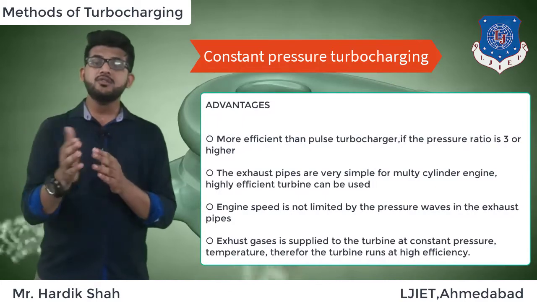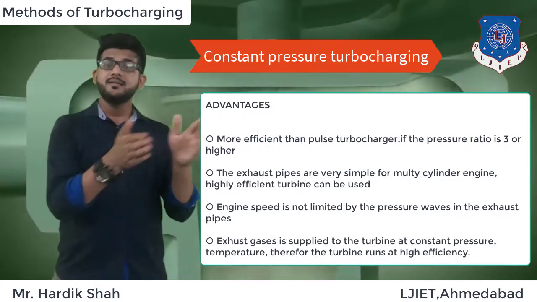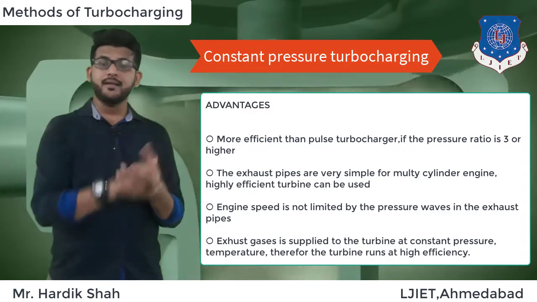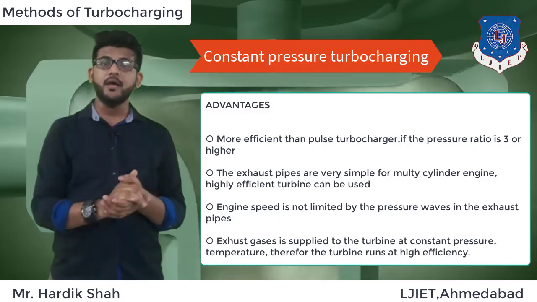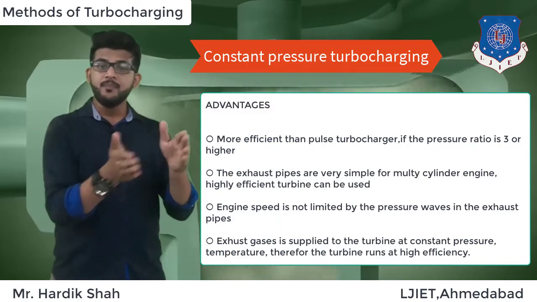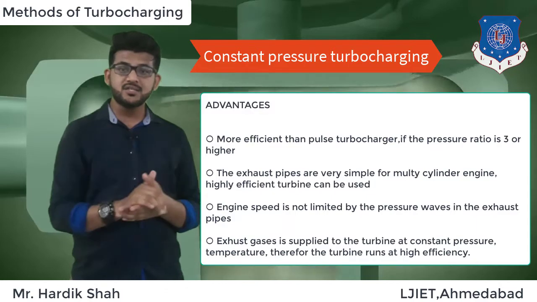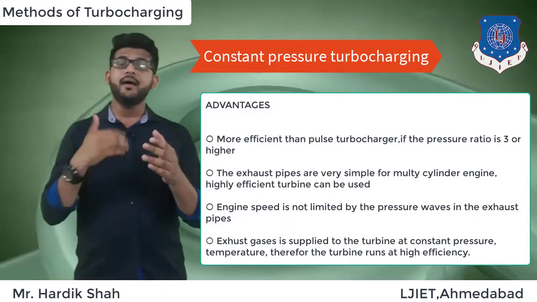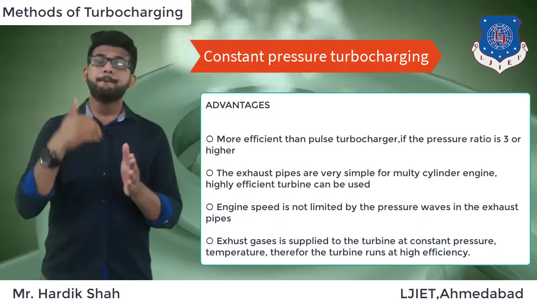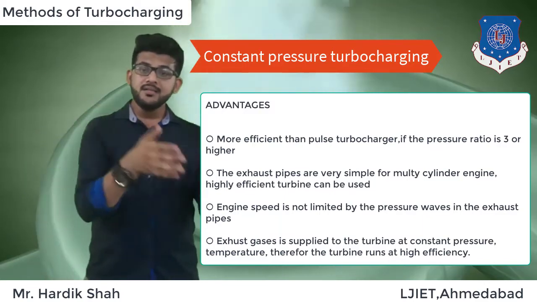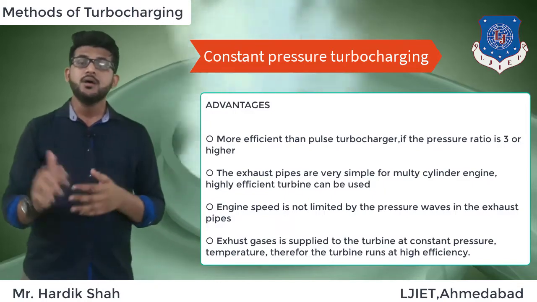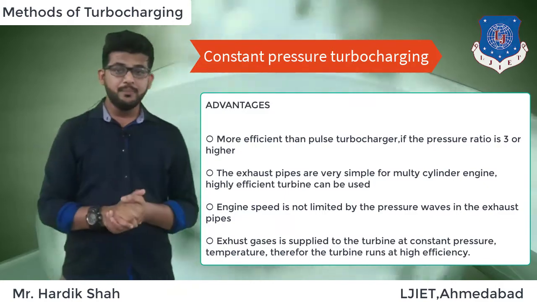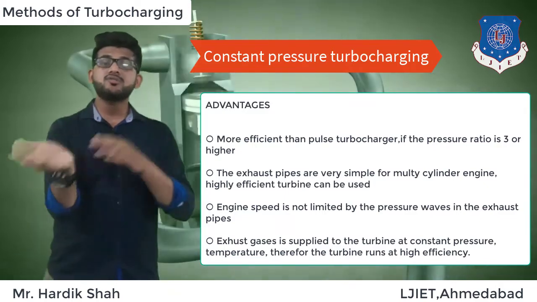The first advantage is that it is more efficient than the pulse turbocharger, which we are going to see, if the pressure ratio is 3 or higher. The exhaust pipes are very simple for a multi-cylinder engine, so it is easy in construction. It also has a highly efficient turbine, so we can use it everywhere. Engine speed is not a limitation, as there is no generation of pressure waves in the exhaust pipe. And the next one is that exhaust gases are supplied to the turbine at constant pressure, which is at constant temperature also.